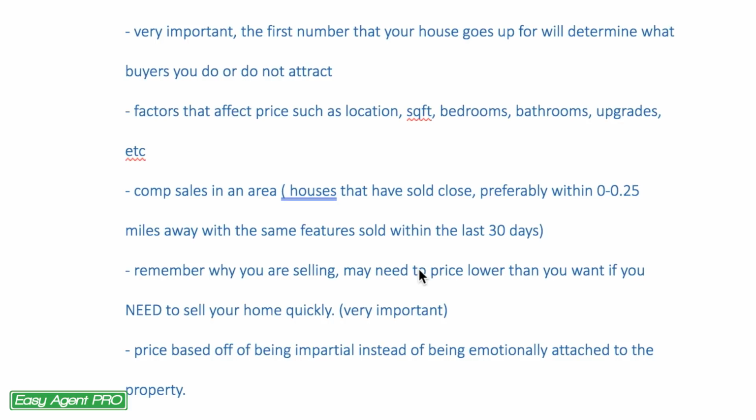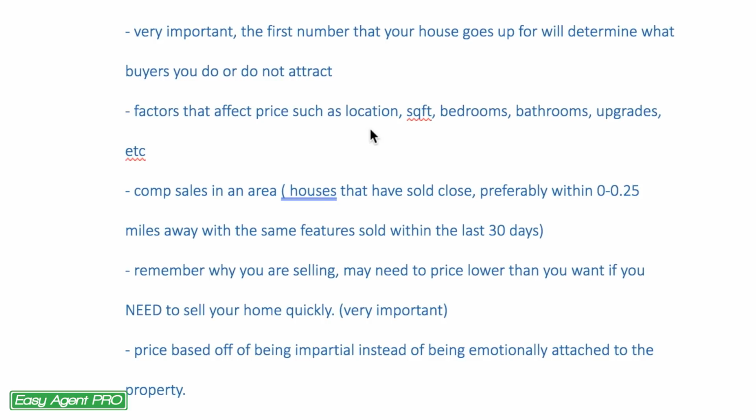So you need to talk about the importance of pricing your house properly. You need to talk about the factors that go into pricing a property, such as the location, the square footage, the bedrooms and bathrooms, the upgrades, the area itself. All of those things go into the price of the house. You also want to talk about the comps, which also play a big factor in your pricing. You want to talk about why you choose certain comps, how to choose certain comps.